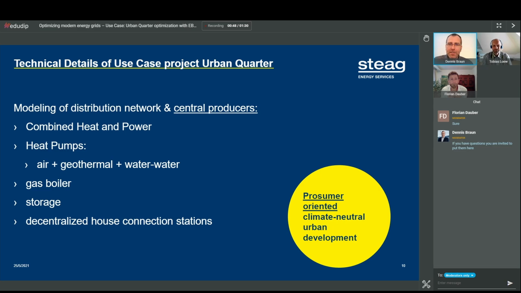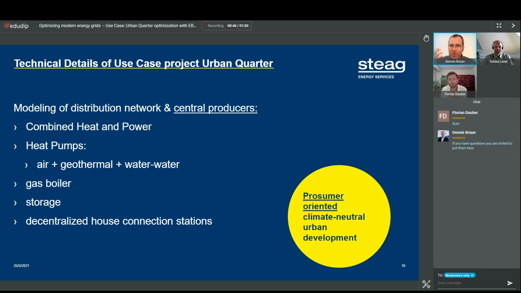The technical details, to give you more understanding of what that meant. We had the distribution network to be modeled, plus the central producers: a combined heat and power unit, heat pumps that used air, geothermal energy or water to water to get this heat out of the environment, a gas boiler, and storage. That is Tobias, where we saw your storage tanks and so on, where this can be helpful, I think. And of course, the decentralized house connection stations, so very prosumer oriented. People can not only consume from the grid, but also put something back.